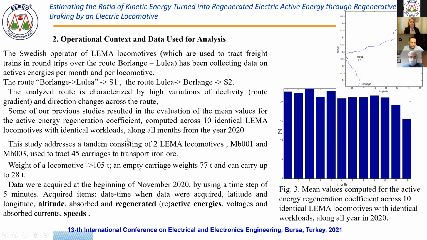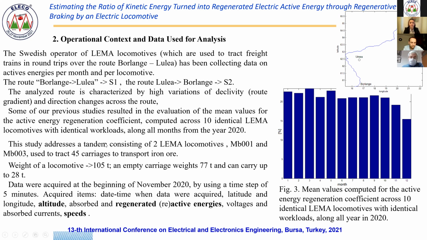Some of our previous studies resulted in the evaluation of the mean values for the active energy regeneration coefficient. It was computed all around the year 2020. You have the data here. There are 12 values, considering the months of the year, and the worst values are obtained in the months of November and December. So we addressed this month of November.